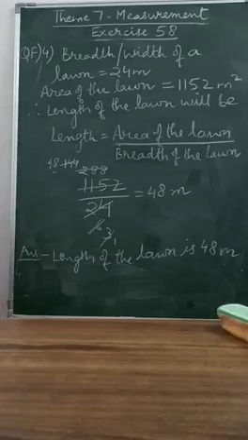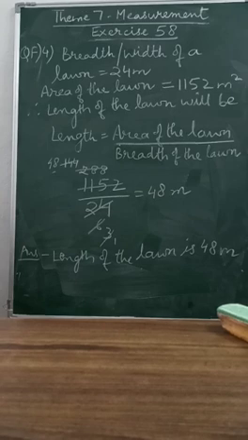Question number F of exercise 58, the fourth question in this. Okay, we will do this page 177 in your maths book. Rakesh has a lawn in his house whose width is 24 meter. Width means breadth. Okay, width and the breadth means the same thing. If the area of the lawn is 1152 meters square, find its length.